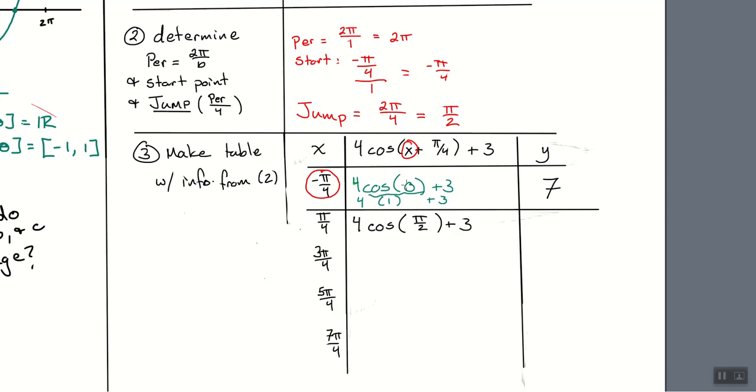So check it out. What's the cosine of pi halves? Here I am at pi halves radians. What's the x value? 0. Cool. This becomes 4 times 0 plus 3.